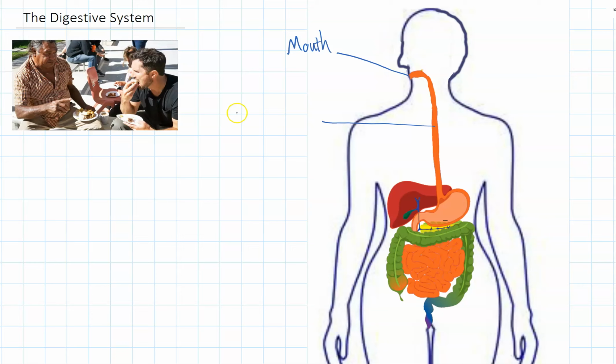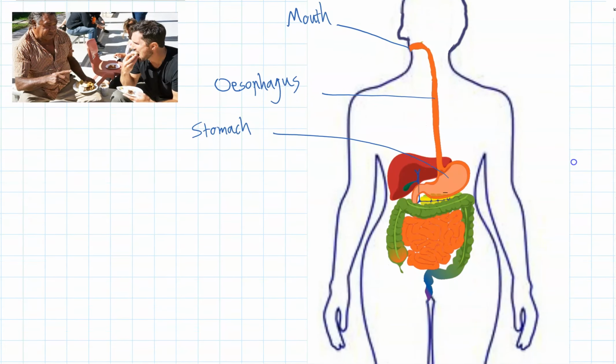The next organ the food goes down is the tube to the stomach, and this is called the esophagus. Spelt with an O, esophagus. So that's where the food travels down from our mouth into our stomach, which is the next organ. The stomach contains lots and lots of acids and chemicals that break our food down.